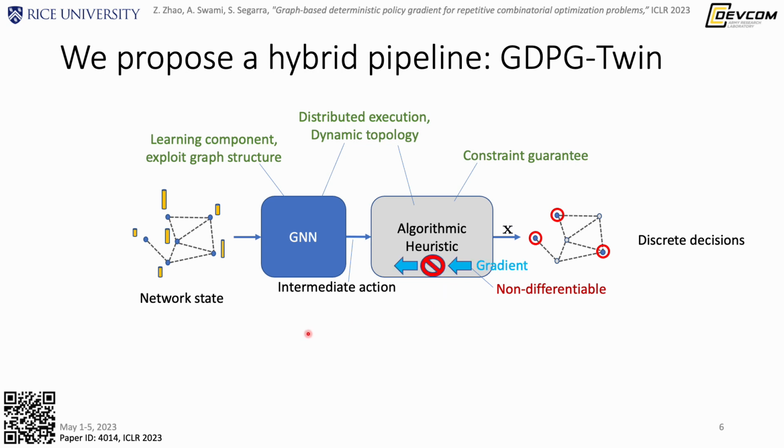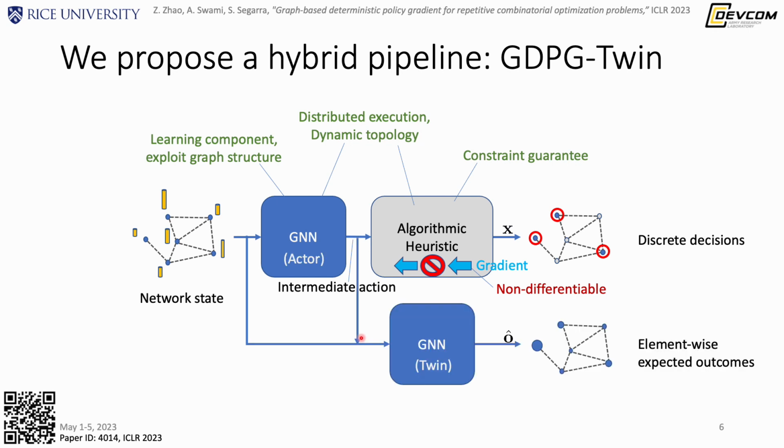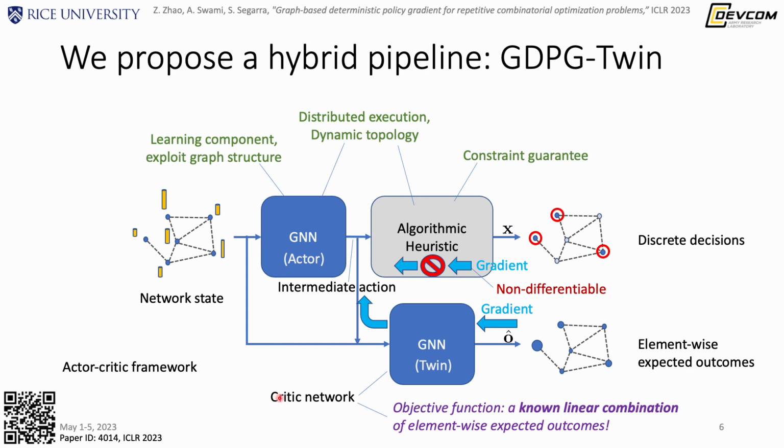So the main idea of this paper is to address this challenge through a twin network. The twin predicts the element-wise expected outcome of the heuristic. This is an easy task for a GNN because the expectations are continuous valued. Then we use the twin for backpropagation to train the actor GNN. In this actor-critic framework, the critic is built on the fact that the system objective is a known linear combination of the output of the twin.